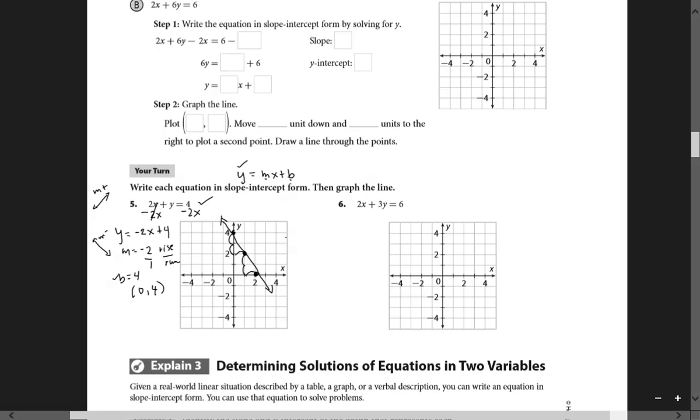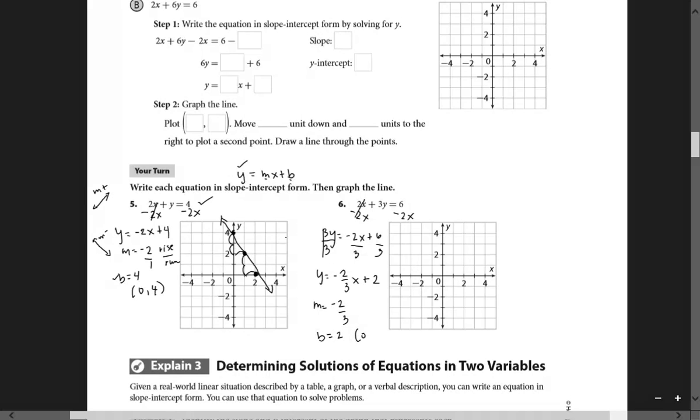Next. If we have 2x plus 3y equals 6, let's write it also in slope-intercept form. So minus 2x both sides again. We isolate the one with the y. So you have 3y equals negative 2x plus 6. But the coefficient should be positive 1, so we divide all by 3. So y is equal to negative 2 over 3x, because you cannot simplify anymore, plus 6 divided by 3 is 2. So your slope is negative 2 over 3 and your y-intercept is 2.